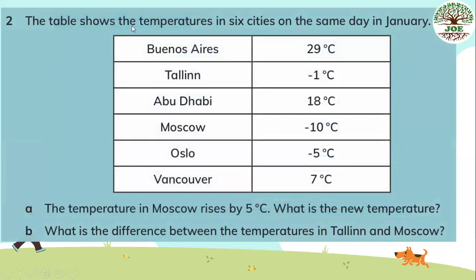Number 2, the table shows the temperatures in 6 cities on the same day in January: Buenos Aires, Tallinn, Abu Dhabi, Moscow, Oslo, and Vancouver. The temperature in Moscow rises by 5 degrees Celsius. Moscow is negative 10 degrees Celsius. Rises, so we have to add another 5 degrees Celsius. What is the new temperature? Negative 10 plus 5 is negative 5 degrees Celsius.